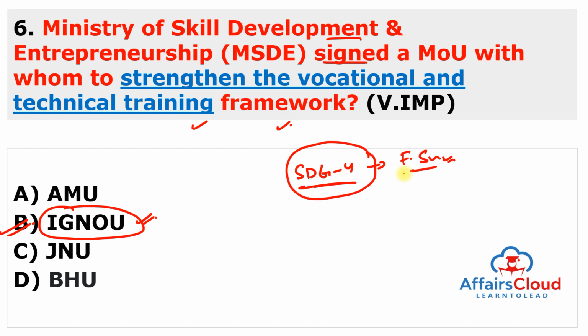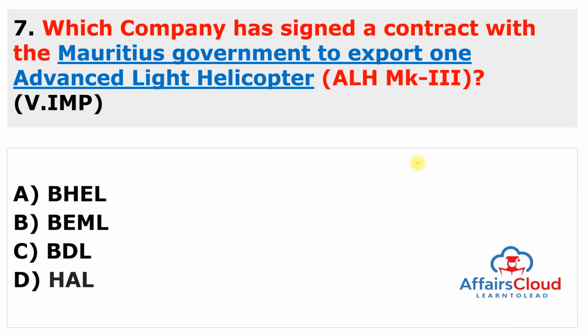Now we are moving to the next question. Which company has signed a contract with the Mauritius government to export one advanced light helicopter? So the company which belongs to the Indian government or the Ministry of Defense signed an agreement so that they can export one advanced light helicopter to the Mauritius government. And this company is Hindustan Aeronautics Limited. So the answer of this question is D.